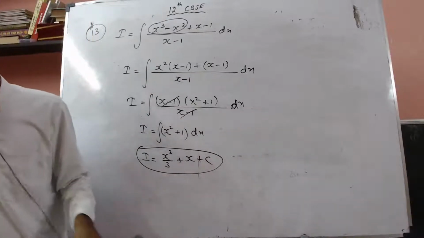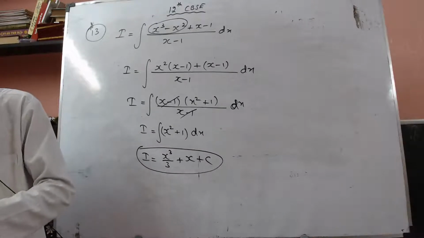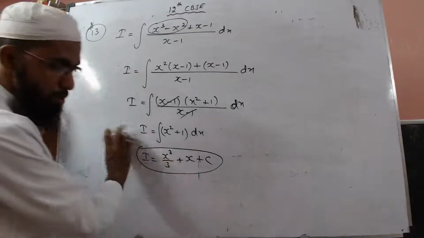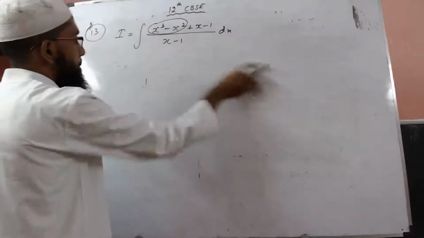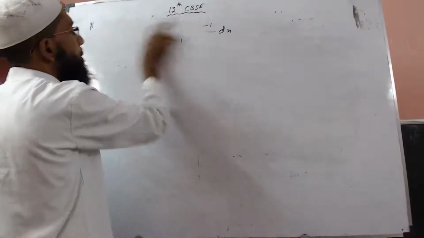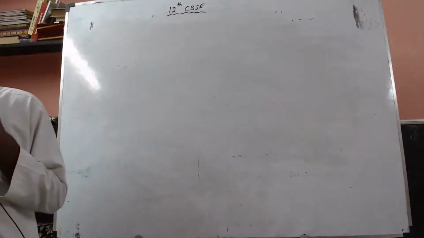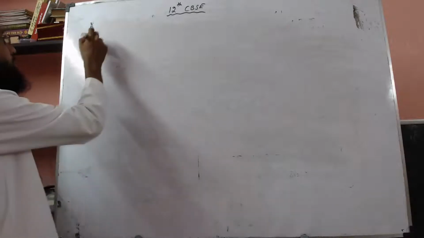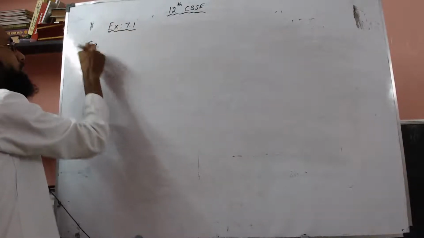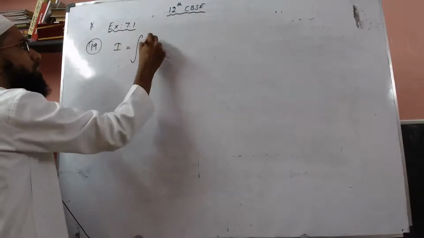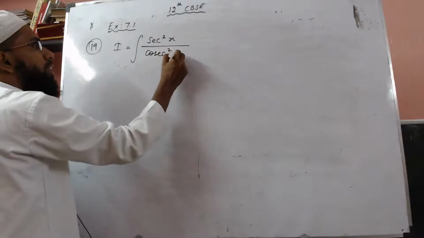That's it. So then let me do the 19th sum now. The 19th sum, secant square x by cosecant square x. So actually 7.1. I equal to integral of secant square x by cosecant square x dx.